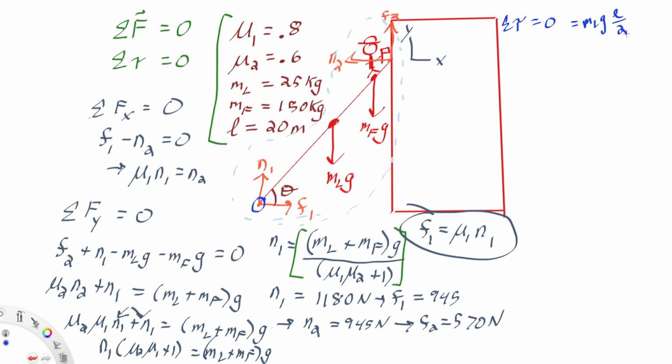But how much of this force is perpendicular to the ladder? Why half? Because the weight of the ladder is in the middle. And the length of the whole ladder is 20, so the weight is only 10 meters from each end.